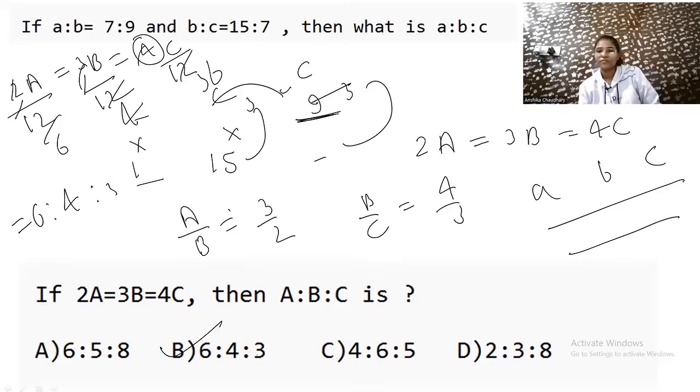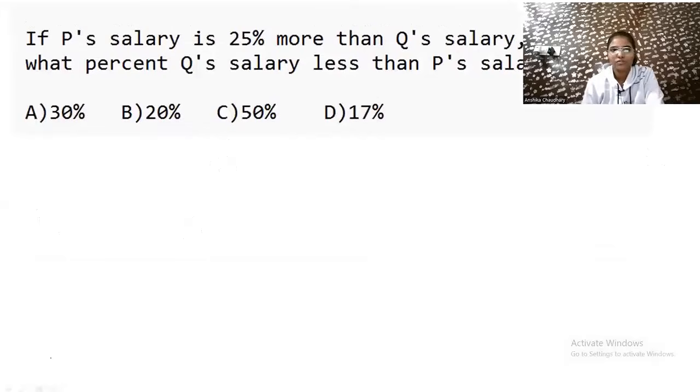Now, are you noticing that in very little time we are able to solve our questions? According to the book, we would take 1 to 2 minutes on this type of question, and if we follow my shortcut trick, you will be able to solve this question in 30 to 45 seconds only. So let's move on to the next question now.